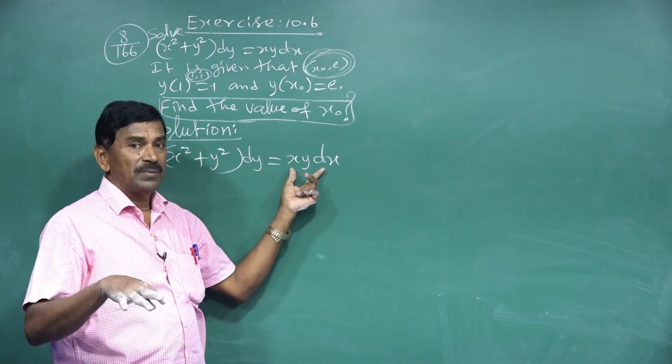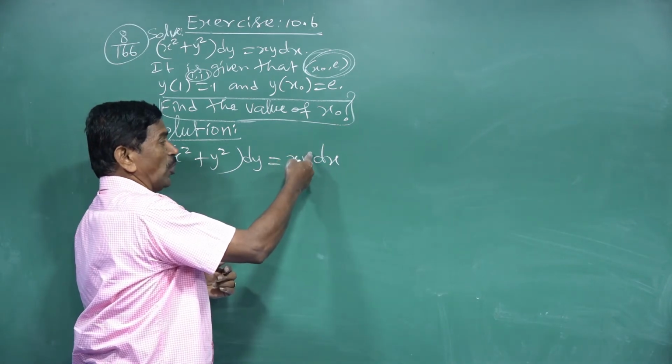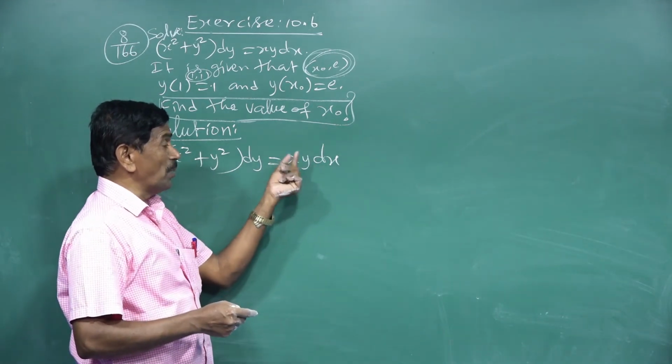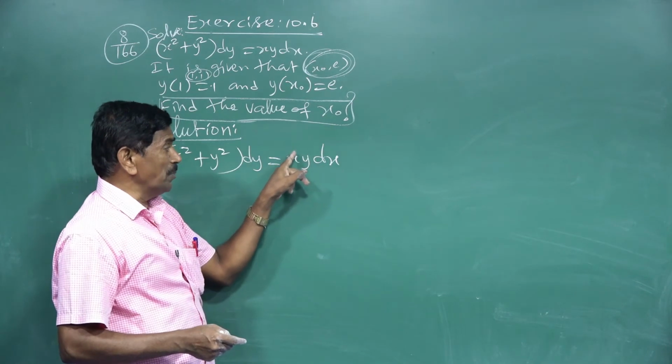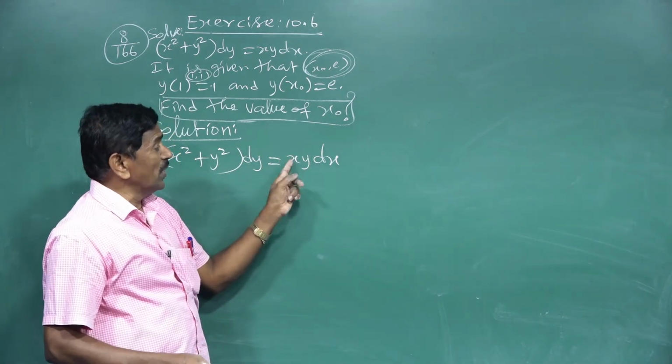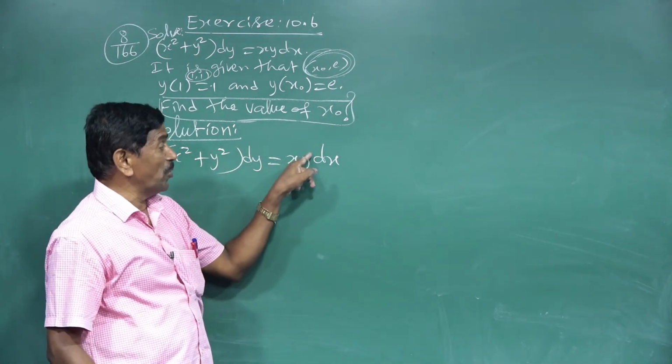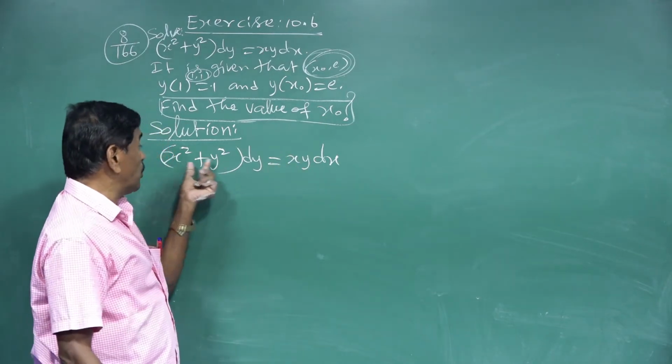Okay, verify the power. Here x power 1, y power 1. Because of multiplication, the total power is 2. Multiplication means you want to add the powers. So x into y means power 1 plus power 1, total power 2. Power 2, power 2, power 2.